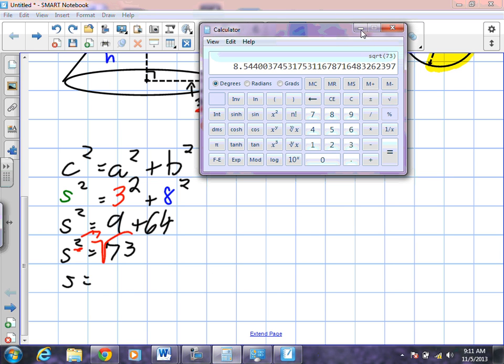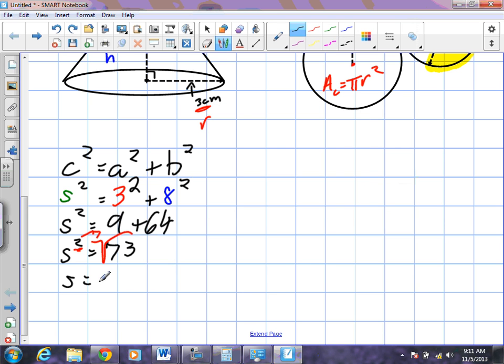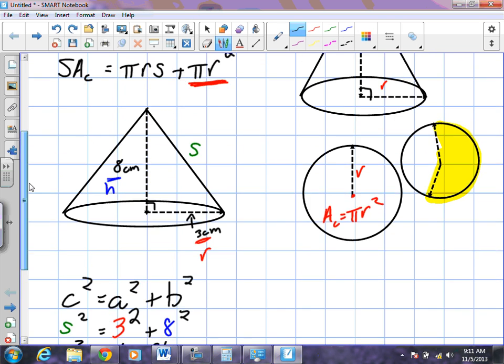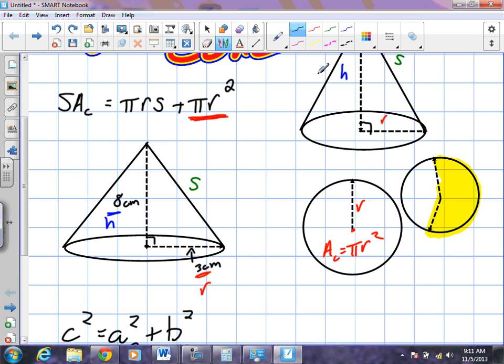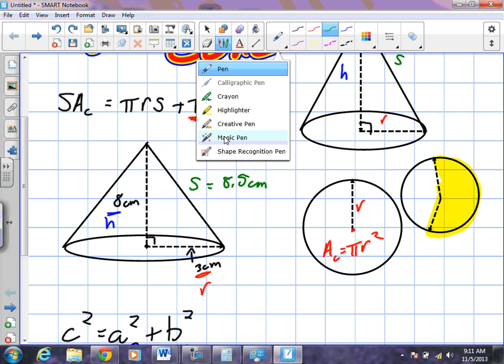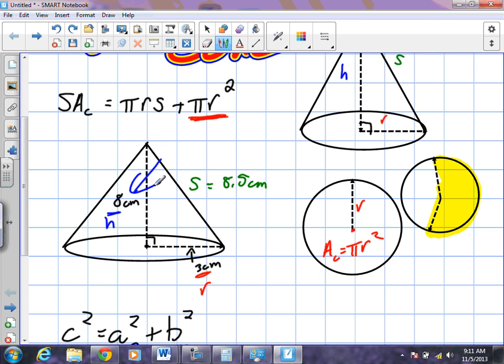8.5. Wait, so it's going to be the same on the other side too? Yeah. So our S in this case is 8.5 centimeters. Now for our formula, do I need that height? Yeah. Is the height included in the formula? No, the height's not included in the formula. It's not important for what we're doing here, but it is important if we didn't have the side.